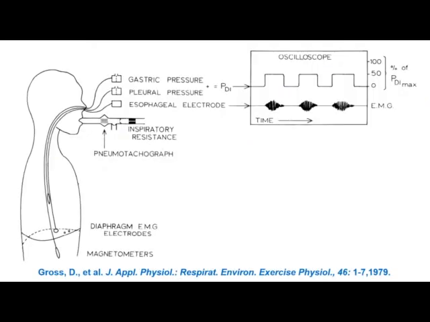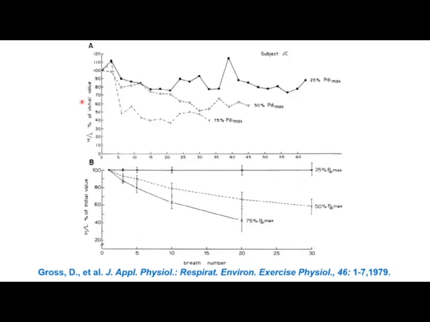Dietz Gross at the Meakins-Christie laboratory repeated the studies of Roussos and Macklem, but in this case, she was monitoring the diaphragm with surface electrodes. Well, in this case, esophageal electrodes, but subsequently showed that you could do it with surface electrodes. So same experimental design, right? We're going to use an inspiratory resistance to have the subject breathe against different PDI values as a percent of PDI max. But now she's also going to measure the high-low ratio. And here's what she found.